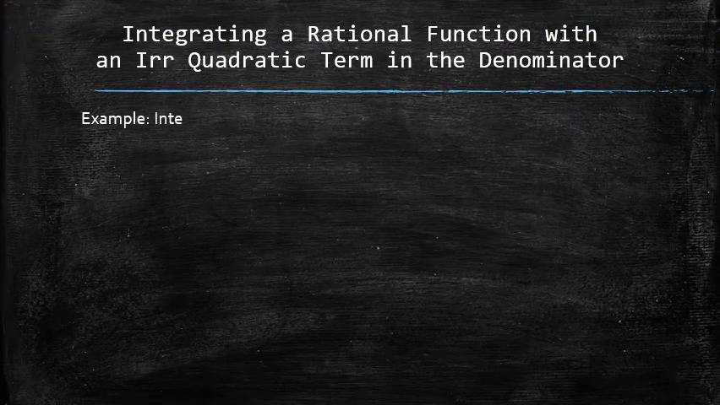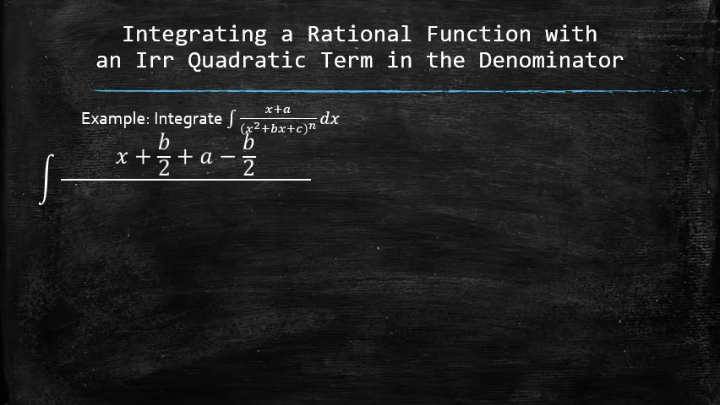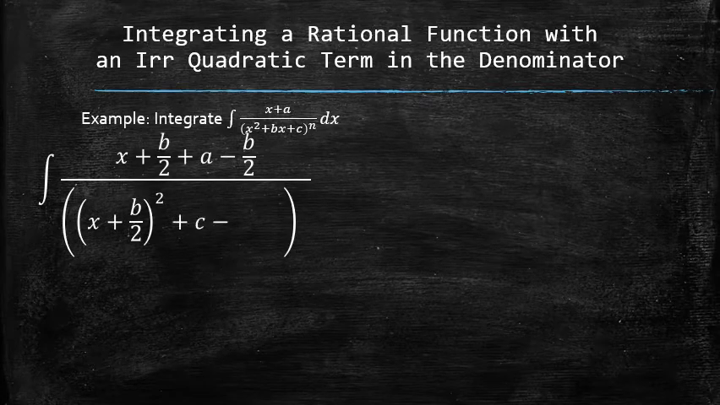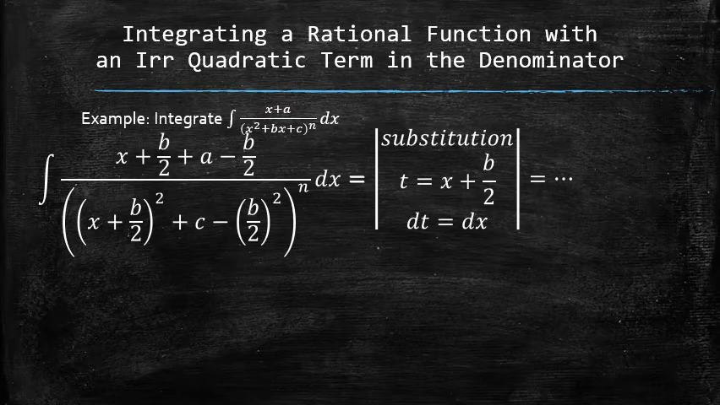Let's continue and consider a rational function with an irreducible quadratic trinomial in the denominator raised to some power n. We complete the square in the denominator and add and subtract b over 2 in the numerator. Then we set up a substitution by setting a new variable, let's say t, equal to x plus b over 2, and expressing dt in terms of dx.